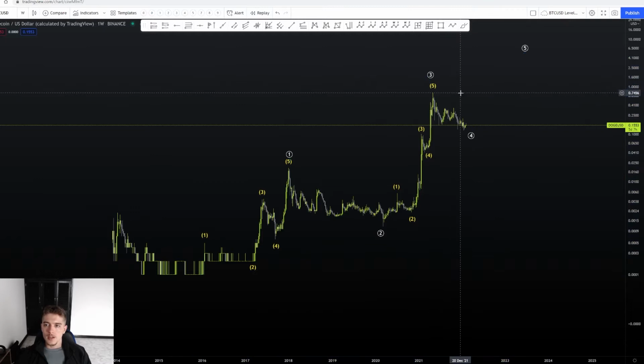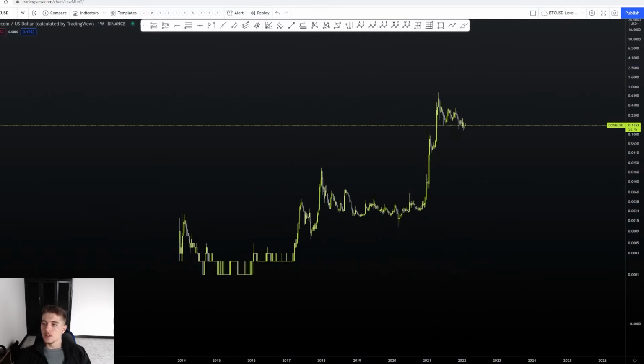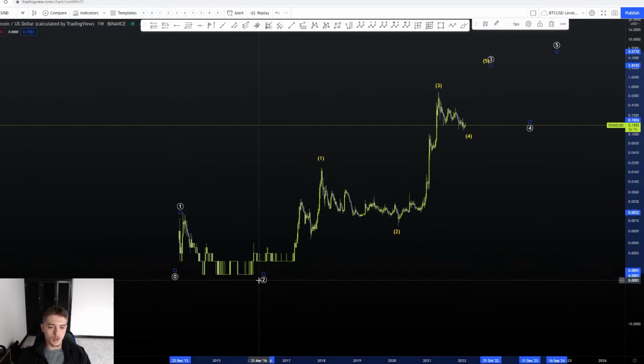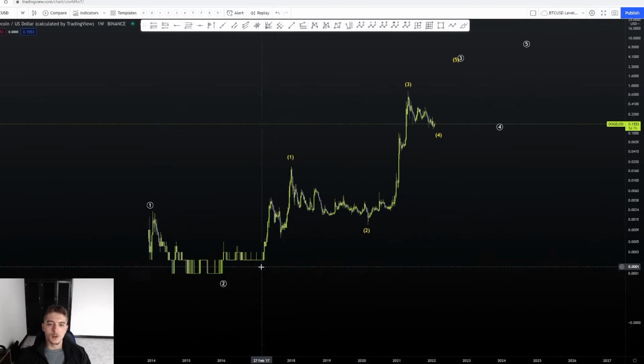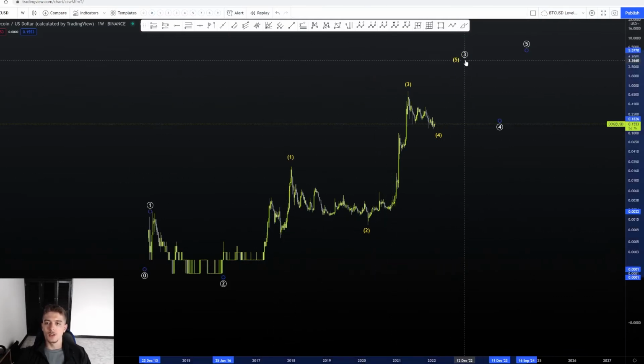Now the next count I'm going to show you guys is pretty similar. The only difference really is that we're going to be calling this all wave 1 back here, and this is all wave 2 correction down here. And then this is going to be an extended third wave where this is a 1, 2, 3, 4, 5 to complete this primary wave 3.